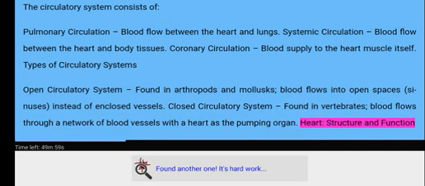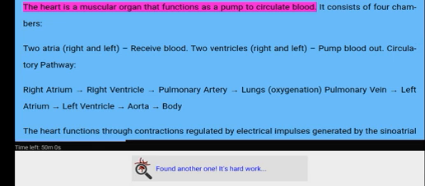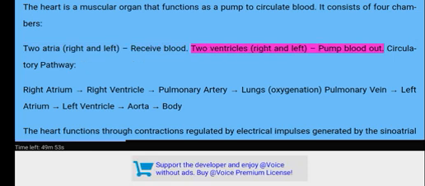Heart, structure and function. The heart is a muscular organ that functions as a pump to circulate blood. It consists of 4 chambers. 2 atria, right and left, receive blood. 2 ventricles, right and left, pump blood out.